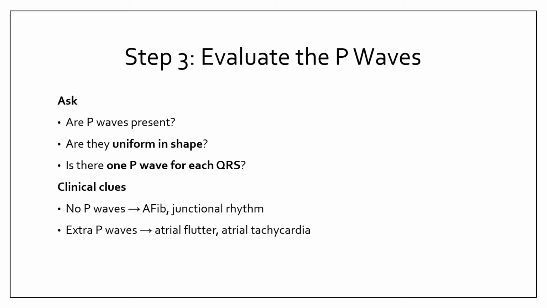And then when there are extra P waves, more P waves than QRS complexes, this is going to suggest either atrial flutter or atrial tachycardia, but we know that the atrial activity is faster than the ventricular response. We also might assume that we have P waves there, but they may be hidden in the T wave or hidden in the QRS. Sometimes we lack visibility of P waves, but it doesn't always mean that they're absent.